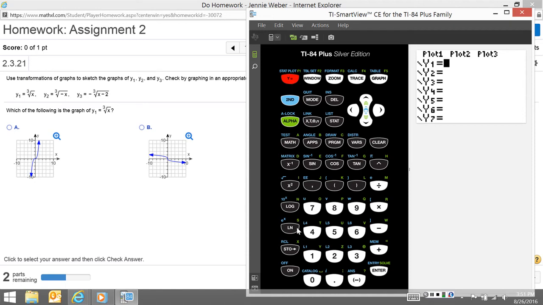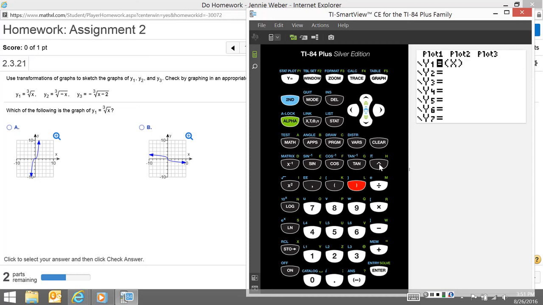Now you'll notice here that I don't have a root button. Some of your scientific calculators, the basic ones, might have had one. What you're actually going to use is parentheses. I'm going to do this even though I don't really need a parenthesis for the x, because eventually when I get down to y3, I'm going to want the x minus 2. So I'm going to put my functions under the radical in the parentheses.